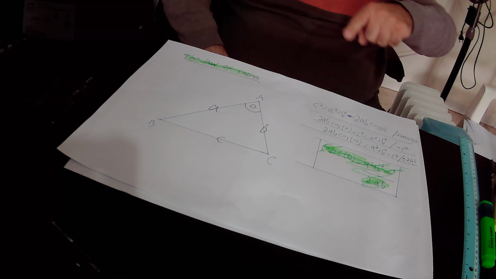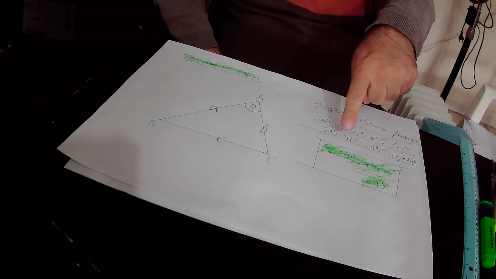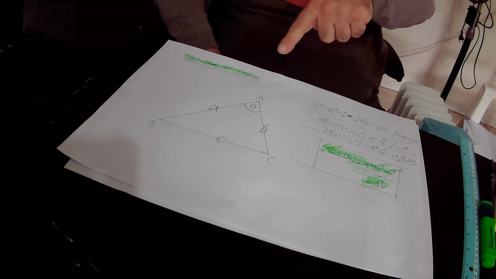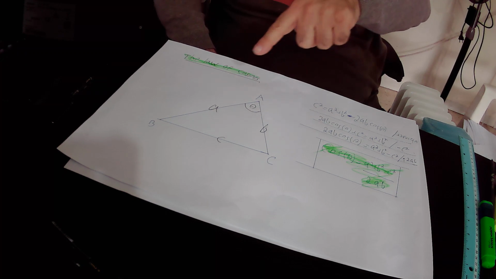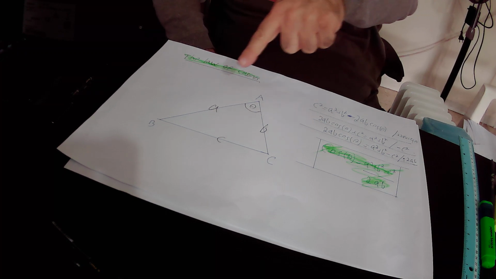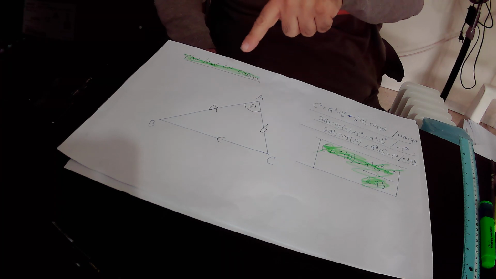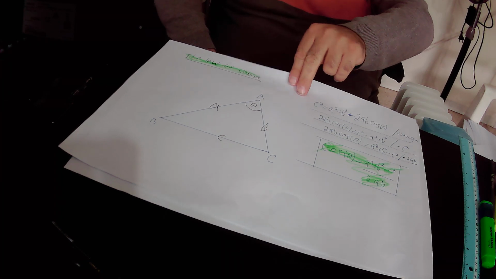So from this equation it is very easy to arrive at this equation, that cosine theta equals A square plus B square minus C square over 2 times A times B. Again, cosine theta equals A square plus B square minus C square over 2 times A times B.